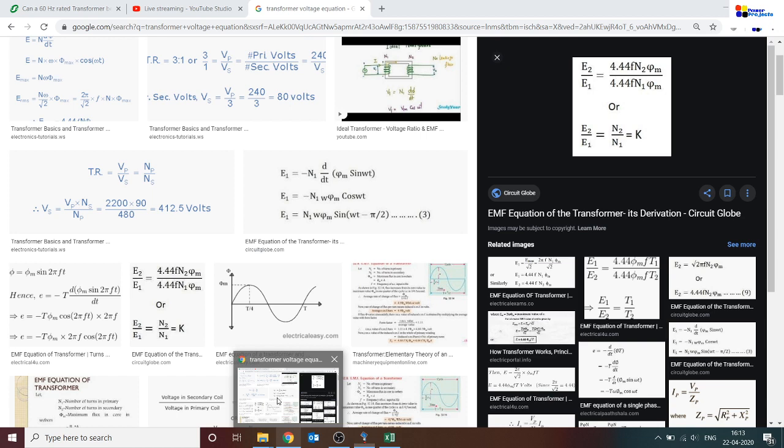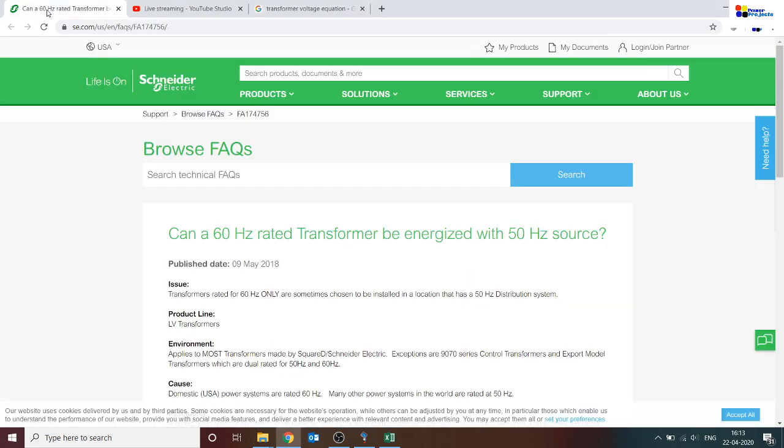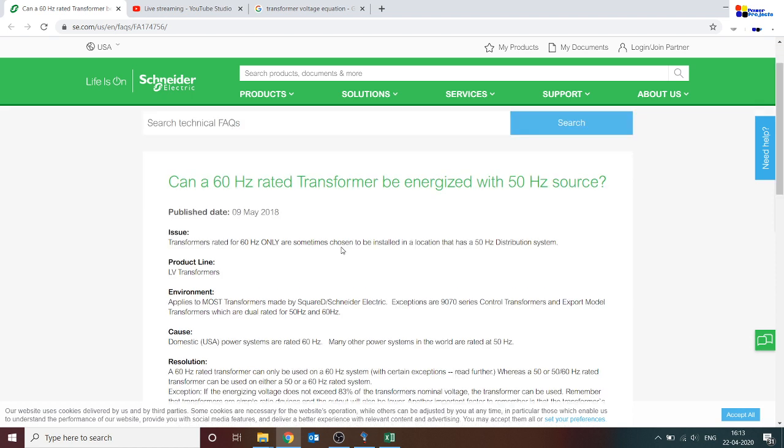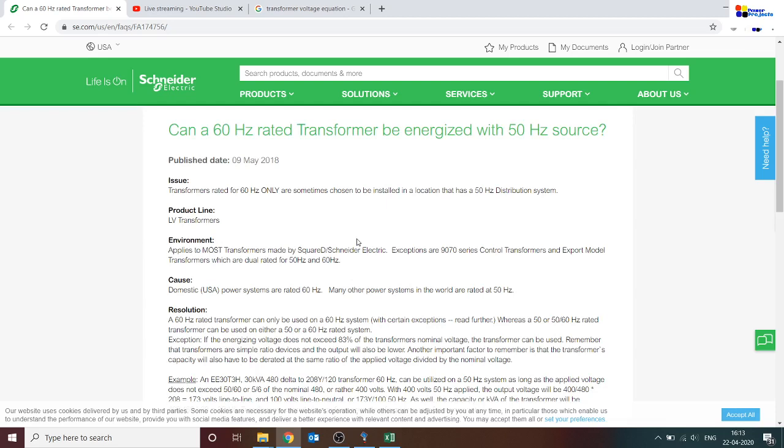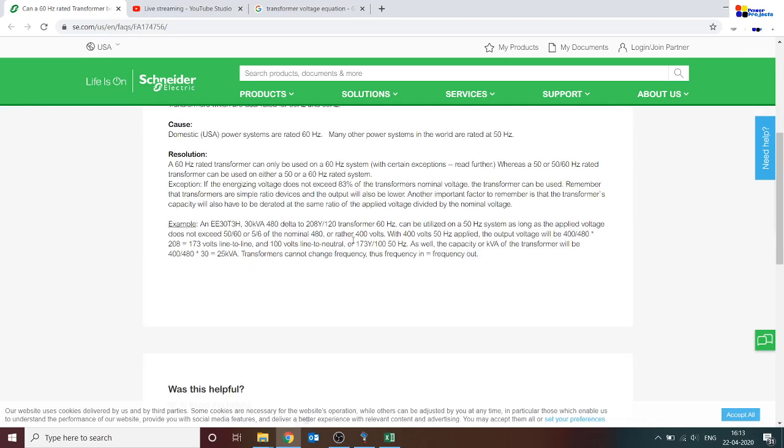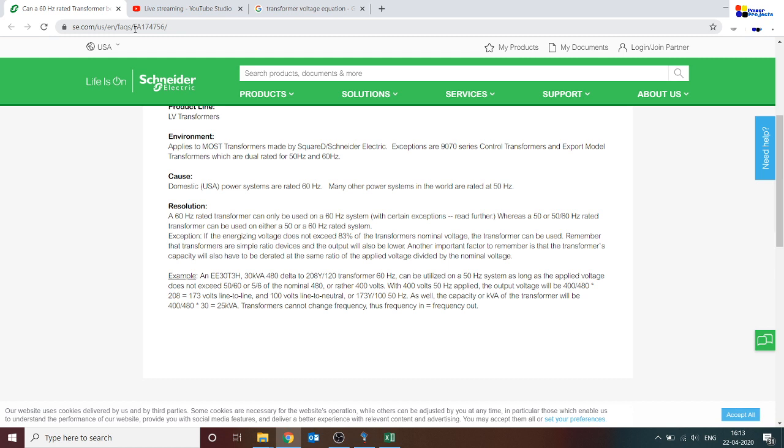So let's quickly go to what Snyder talks about, the same thing. Okay, can a 60 hertz transformer be energized at a 50 hertz source? Answer is no. So what's the resolution they are giving? I think it is visible, and I think the link is also visible. I can post it as a part of the description. A 60 hertz rated transformer can only be used on a 60 hertz system, with certain exceptions, of course.